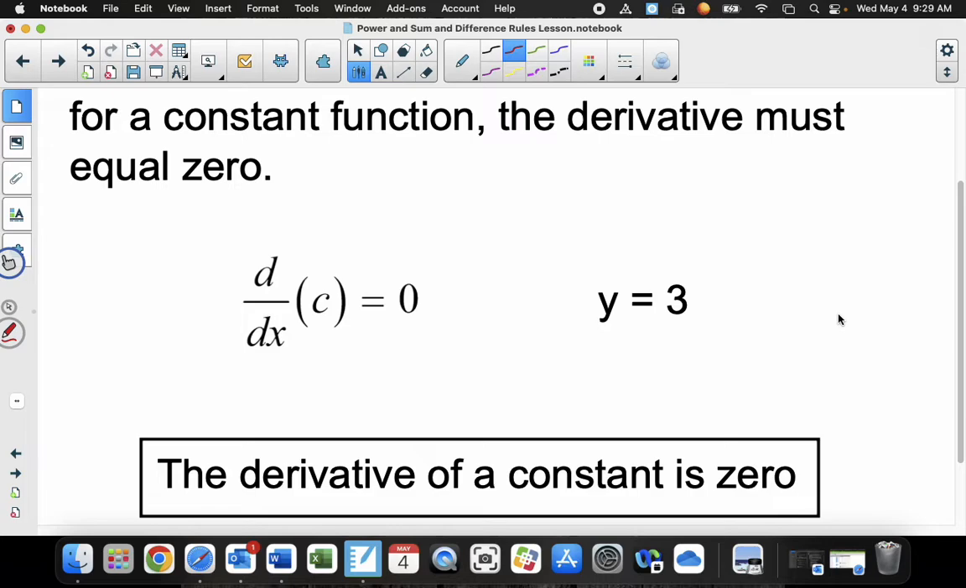This part that's right here in the middle is just notation-wise. C being the constant, whatever number that might be. The derivative of a constant is always equal to 0.